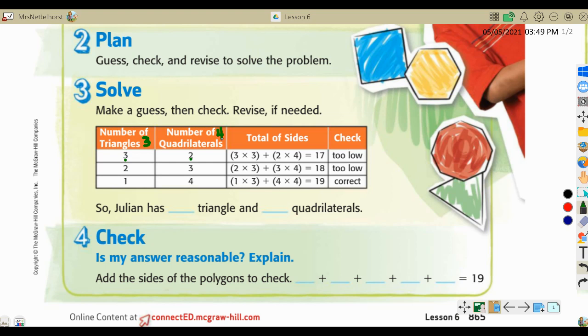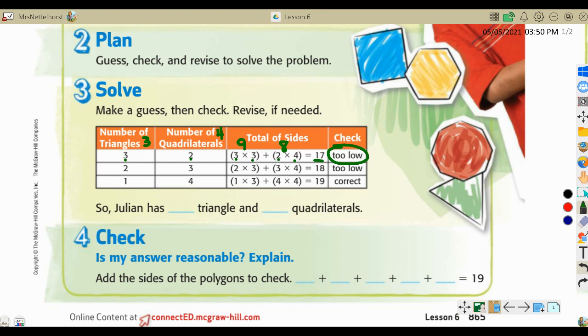So 3 times 3 plus 2 times 4, 2 quadrilaterals with 4 sides each. 3 times 3 is 9, 2 times 4 is 8, 9 plus 8 is 17. That is too low. We need 19. So we need more sides. Remember, we can only have 5 shapes. So 3 and 2 is 5. So let's switch them around.